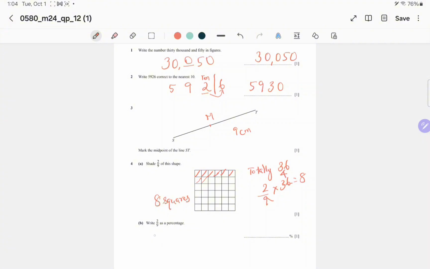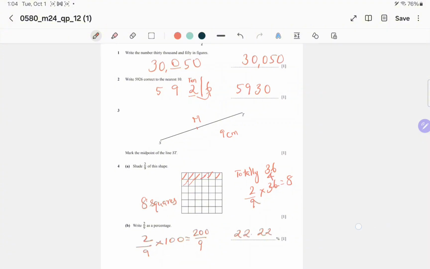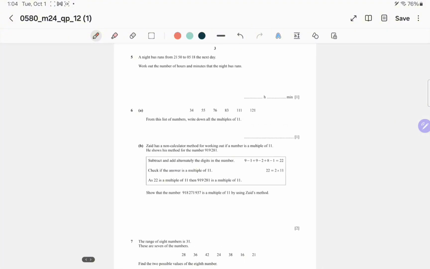Write 2 by 9 as a percentage. It is 4B question. So convert into percentage. We are multiplying it into 100. So which is equal to 200 by 9, which is approximately 22.22. So now coming to the fifth question.